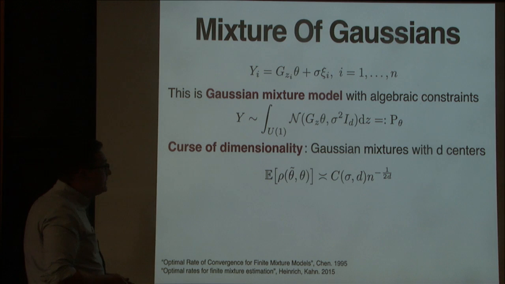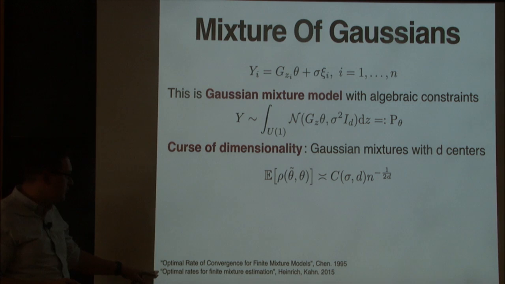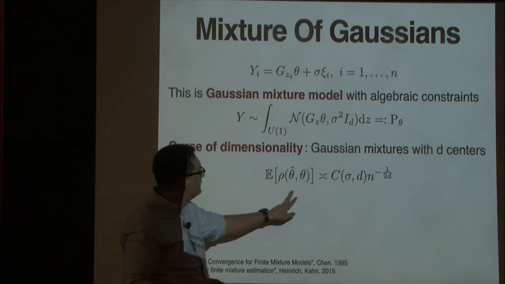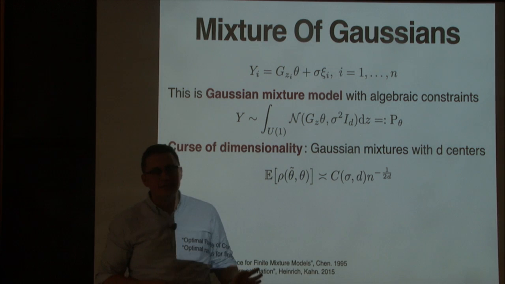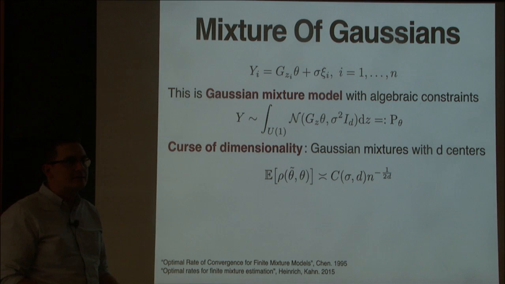Well, there's a couple of papers. There's this paper in '95 that was finding the optimal rate of convergence. And there was this paper, which was redoing this, but actually being correct this time. And what it tells me is that the rate of convergence is going to look like some constant that depends on sigma and d. And that will be important for us because sigma is huge. And we have the rate is n to the minus 1 over 2d. So in particular, as soon as d is logarithmic in my sample size, I'm not going to have anything.